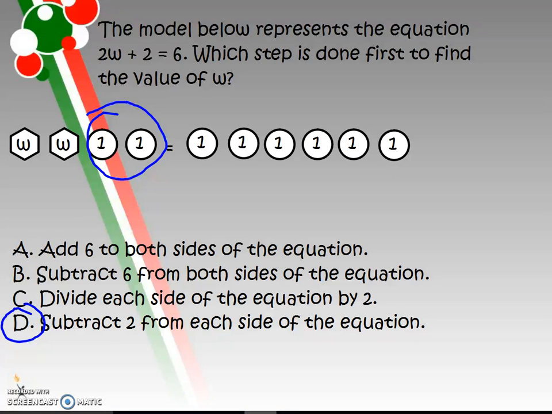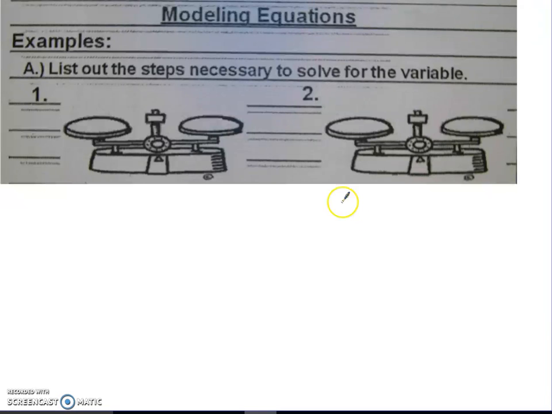Okay, so let's write this down. 2w plus 2 equals 6. So we have 2 w's, 2, and 6.